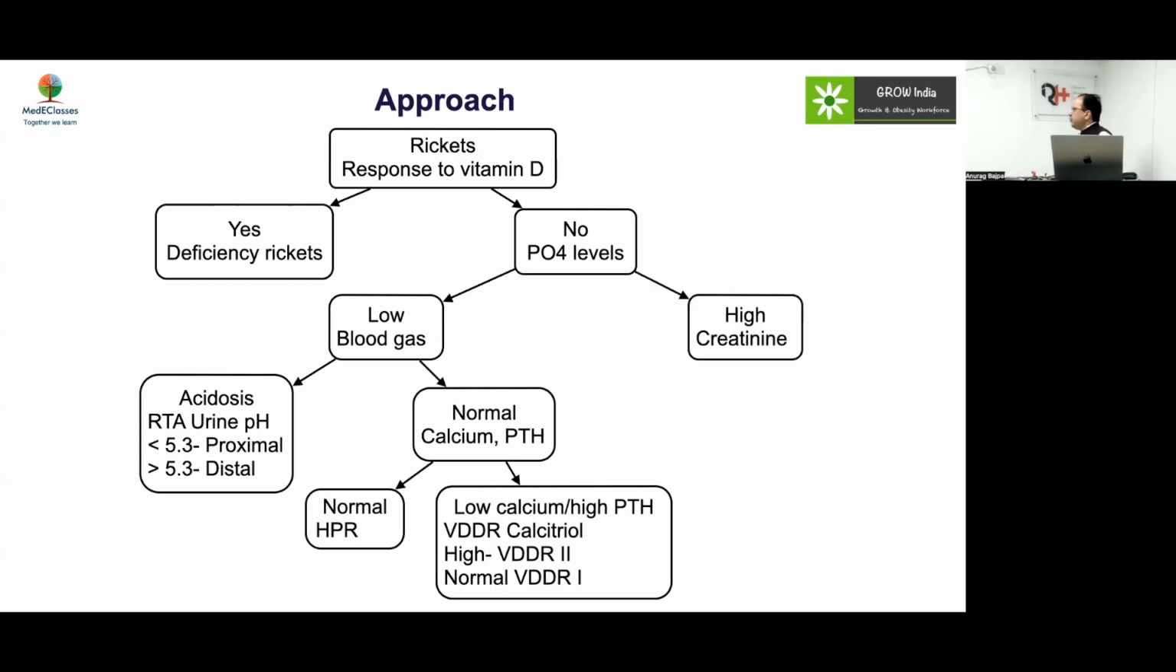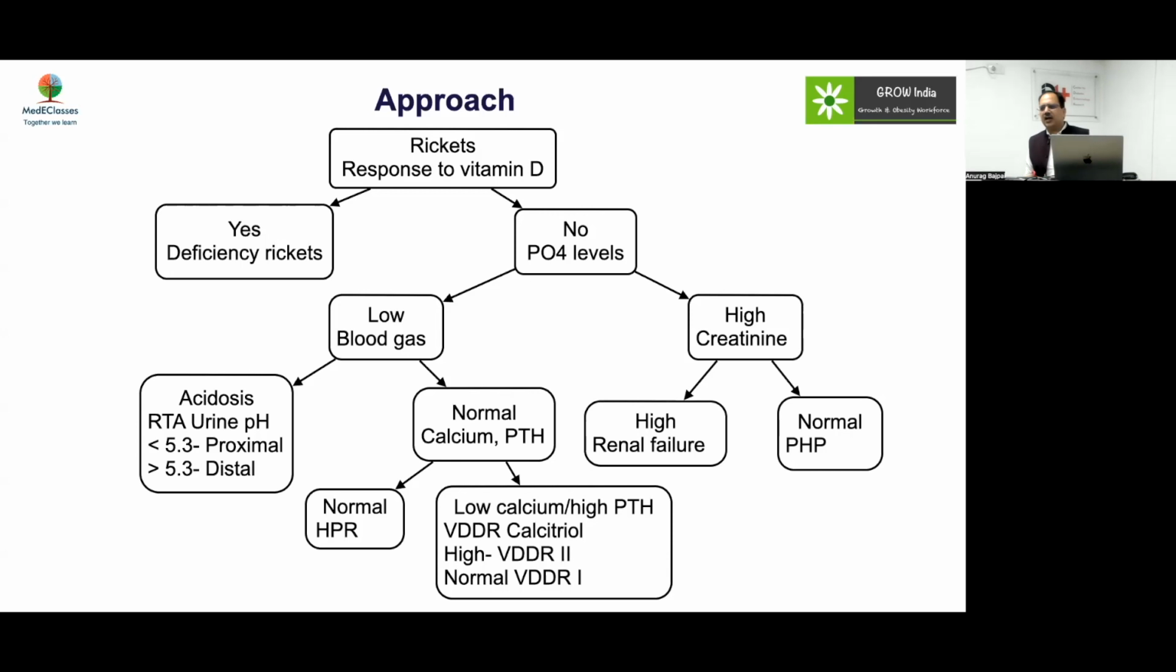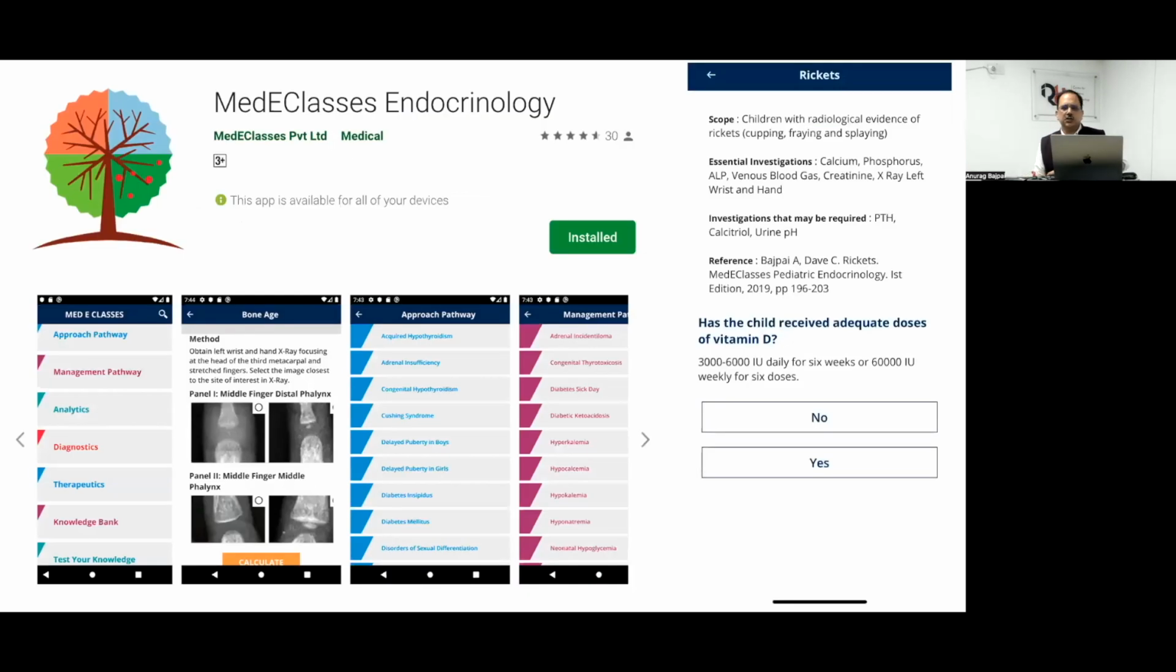Now, on the other hand, if your phosphorus is high, only 2 diagnoses are there. If creatinine is high, this is renal failure. If creatinine is normal, this is pseudohypoparathyroidism. So, of course, look at response to vitamin D, look at phosphorus. If phosphorus is low, look at blood gas. If blood gas is normal, look at calcium and PTH. If phosphorus is high, look at creatinine. So this is how you establish the diagnosis.